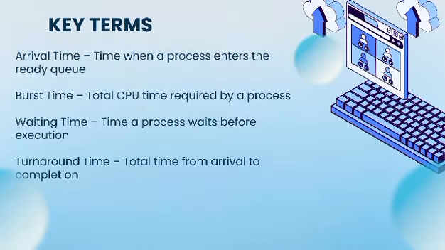Before going further, let us define some important terms. Arrival time is the time when a process enters the ready queue. Burst time is the total CPU time required by a process. Waiting time is the time a process waits before it starts executing. Turnaround time is the total time from arrival until the process finishes execution.